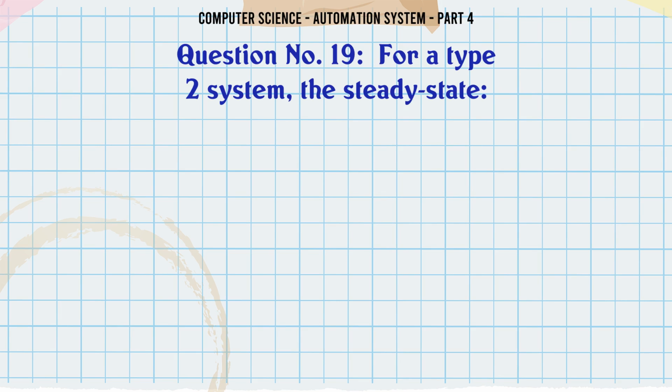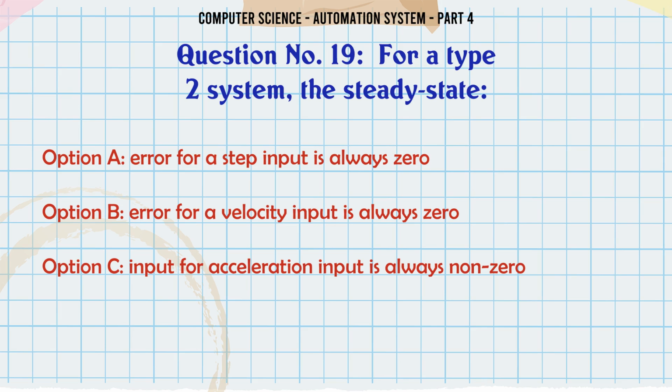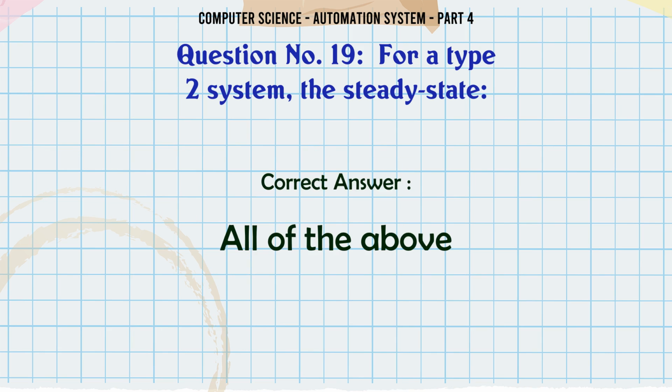For a type 2 system, the steady state A. error for a step input is always 0. B. Error for a velocity input is always 0. C. Input for acceleration input is always non-zero. D. All of the above. The correct answer is all of the above.